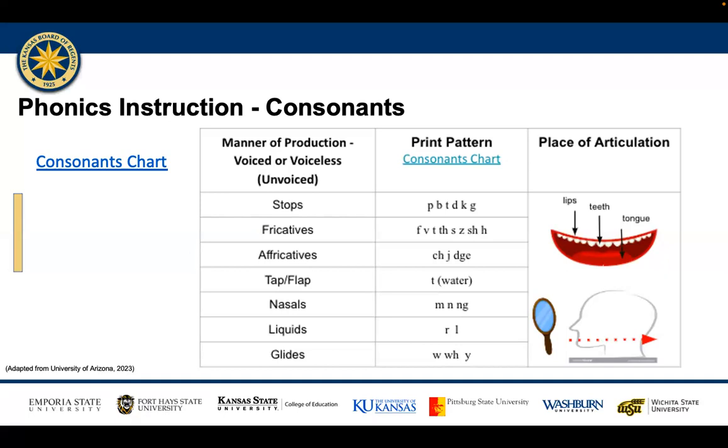Modeling the manner of production for students and utilizing a mirror to show students the placement of the lips, tongue, and teeth helps to make students aware of the correct sound pronunciation in connection to specific print patterns, such as letters and graphemes. This instructional practice is helpful and can be applied not just to consonants, but also for vowels. Which will we review next?